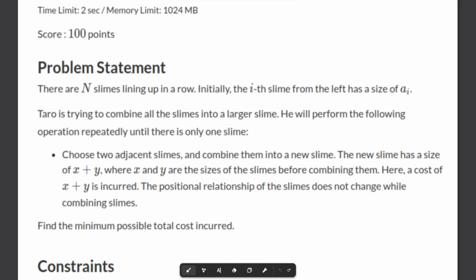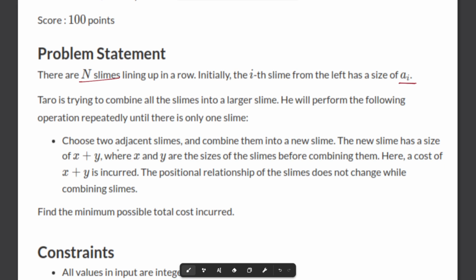There are N slimes lining up in a row, and the ith slime from the left has size A of I. Taro is trying to combine all the slimes into a larger slime. We'll perform the following operation repeatedly until there is only one slime left. The operation is that we need to choose two adjacent slimes and combine them into a new slime. The new slime has a size of x plus y, which is the sum of the corresponding sizes.